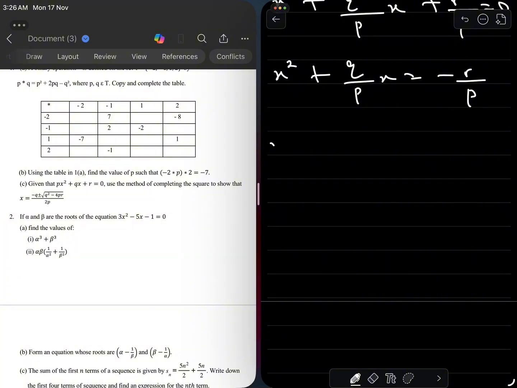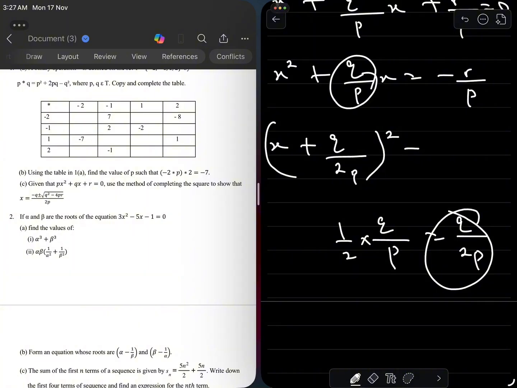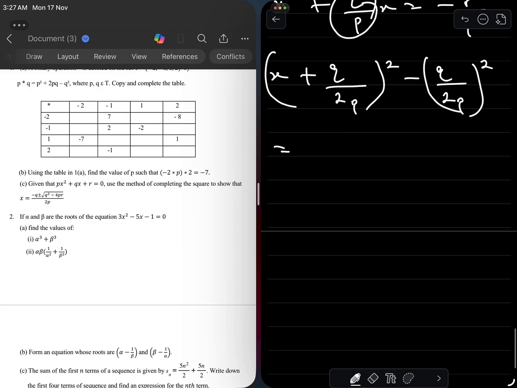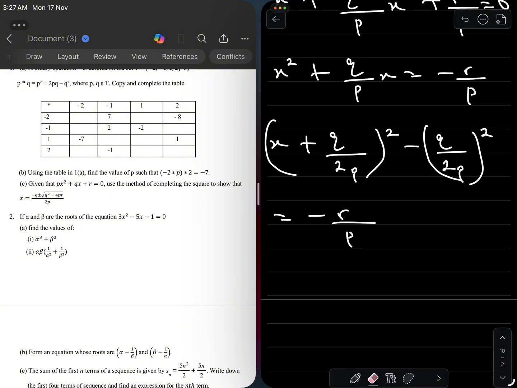That simply means x plus, the coefficient of x is q over p, half of that is q over 2p. So that will be x plus q over 2p all squared, minus the square of that half of the coefficient of x, which is minus the square of q over 2p, equals minus r over p. And now, where do we go from there?